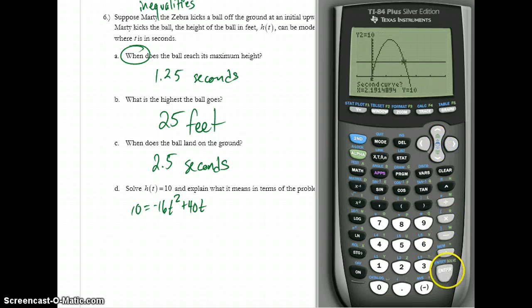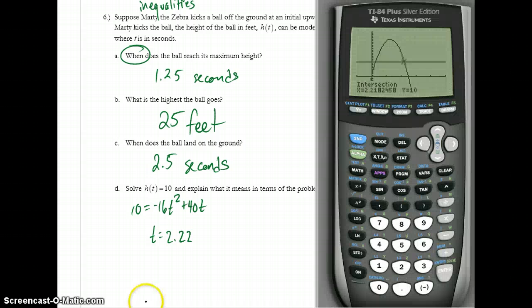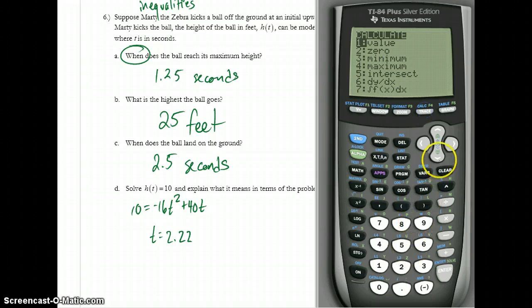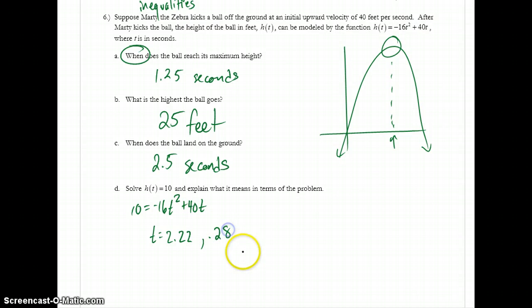First curve, hit enter, enter, enter. I get that it crosses when t is equal to 2.22. And again, I can go across the line to the other intersection point. I get second trace, intersect, and it looks like I did all that work for nothing. That's all right. Go back across the line again. Enter, enter, enter. And we can see that it happens also when t is 0.28 seconds.